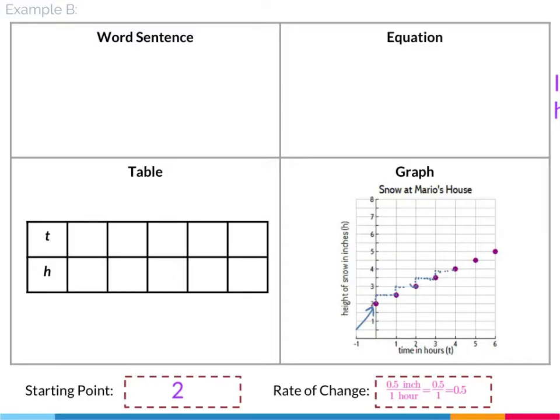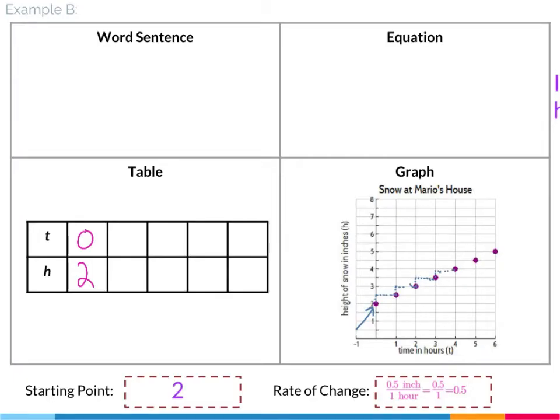So looking at my graph, the two variables they gave me are T for time in hours and H for height in inches. So our height is starting at 2 inches. Perhaps it snowed the night before, perhaps it snowed like last week and it's still cold, so there's still snow on the ground. So we have 2 inches still at 0 hours.